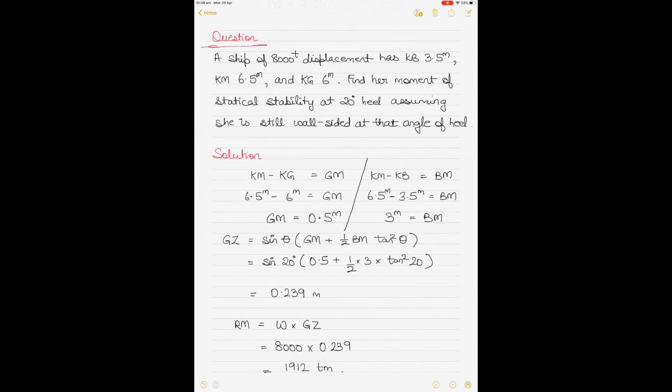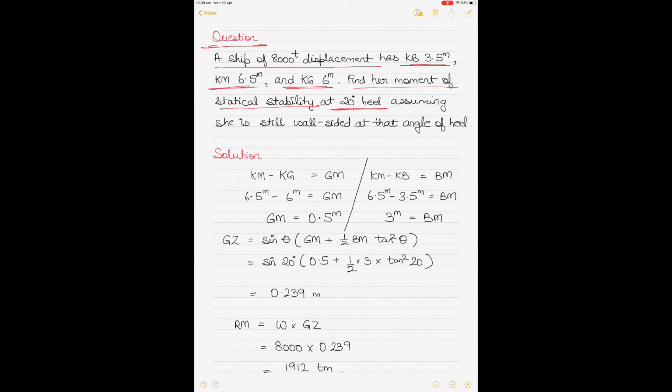Finally, the last question is that there is a ship of 8,000 tons displacement which has a KB of 3.5 meters, KM of 6.5 meters, and KG of 6 meters. You have to find the moment of statical stability, or the righting moment, at 20 degrees of heel, which is not a small angle of heel now.